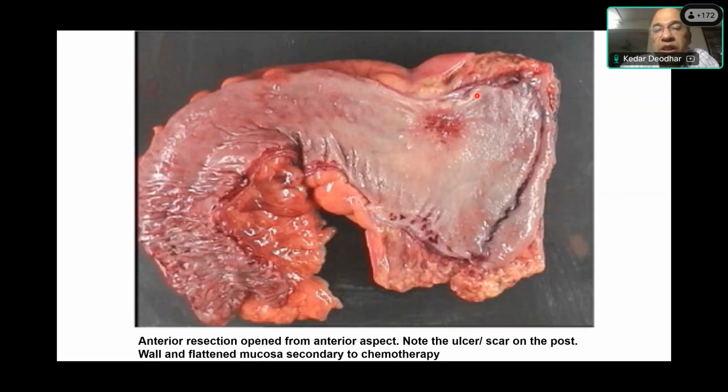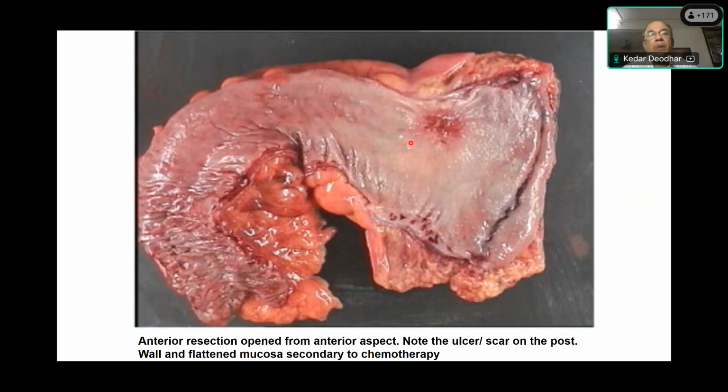So I will take sections 1, 2, 3, 4, 5. We'll take 4 or 5 sections here, and we'll assess those for presence of residual tumor, and we'll grade those for Mandard grading, 5-point grading or 4-point grading, and so on and so forth. We also look at the distal margin here. The margin here seems to be all right in this particular case.